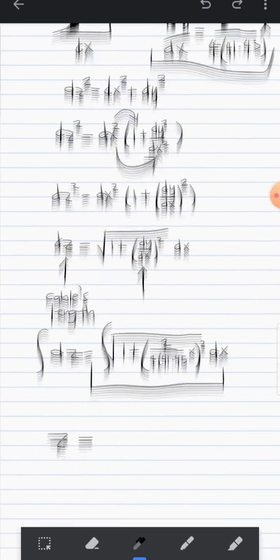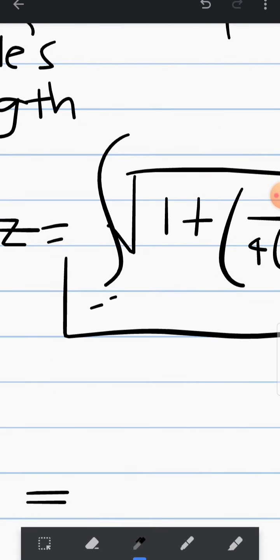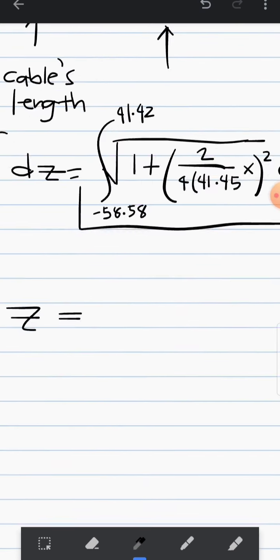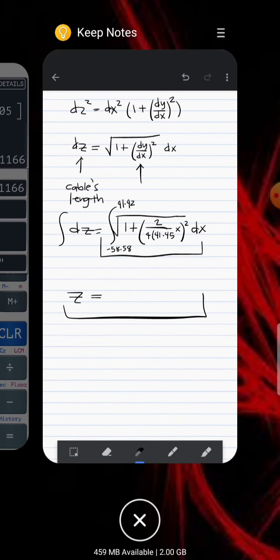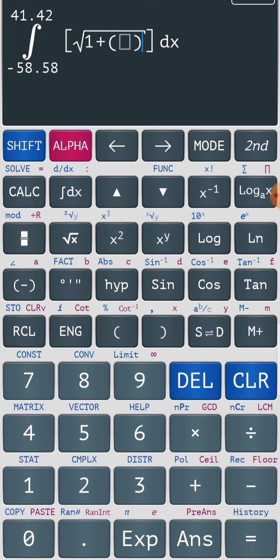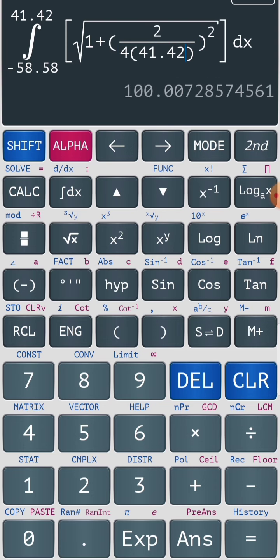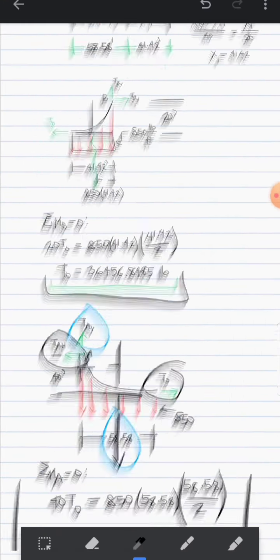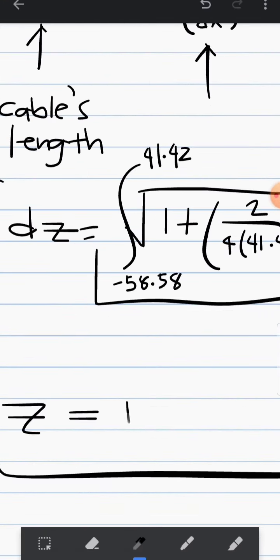So let's plug that into our integral, from negative 58.58 to 41.42, and let the calculator do the magic. The total length of our cable must be, from negative 58.58 to 41.42, the square root of 1 plus the derivative squared, that's 2 over 4 times 21.45 x, squared. And you can see the total length of our cable is 100 feet.